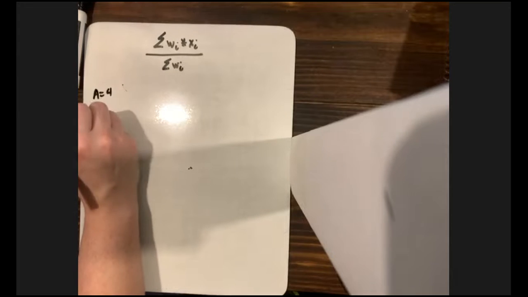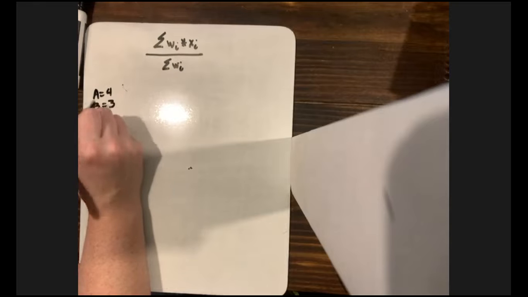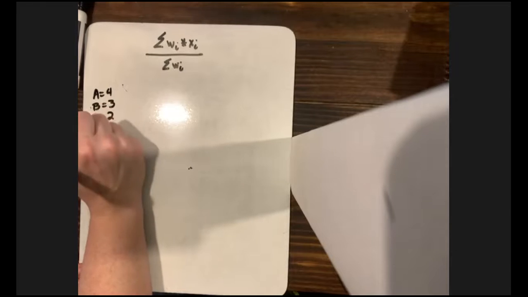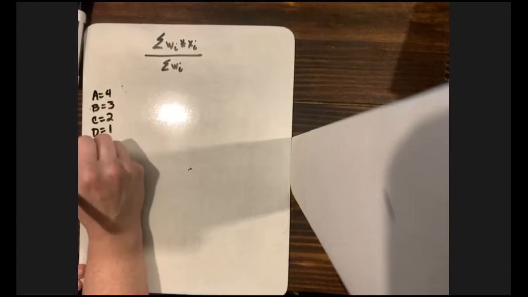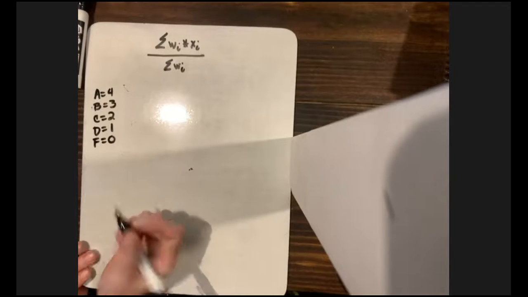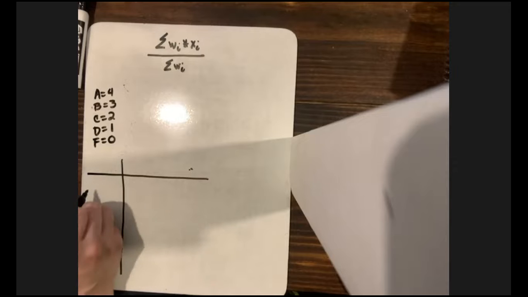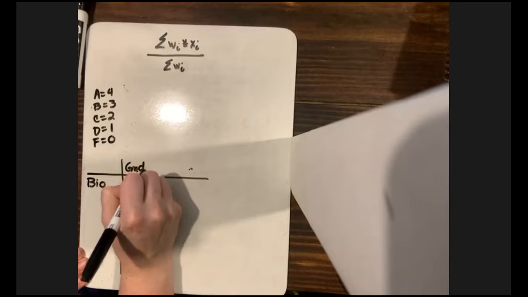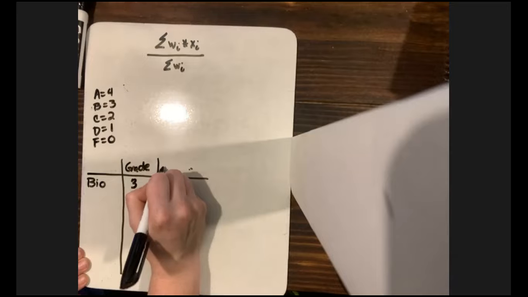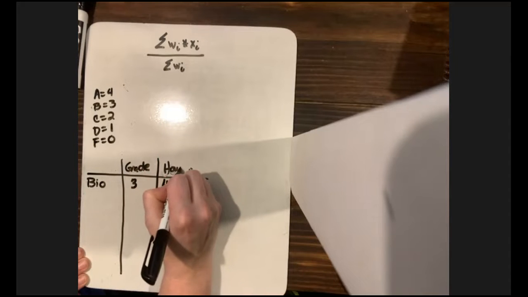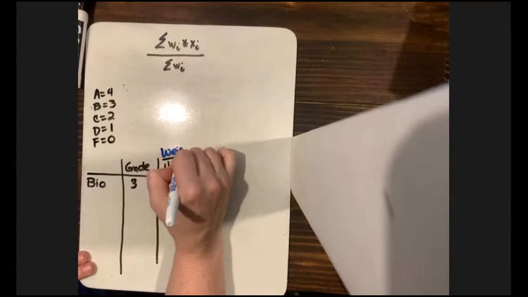An A is 4 points. A B is 3 points. A C is 2 points. A D is 1 point. And an F is no points. So let's calculate this out. So we have in her bio class, the grade was a B, which is 3. And this was in her 4 hour class. Sorry, 4 hour, that goes down here. This is the hour count. Now, the hour is the weight.